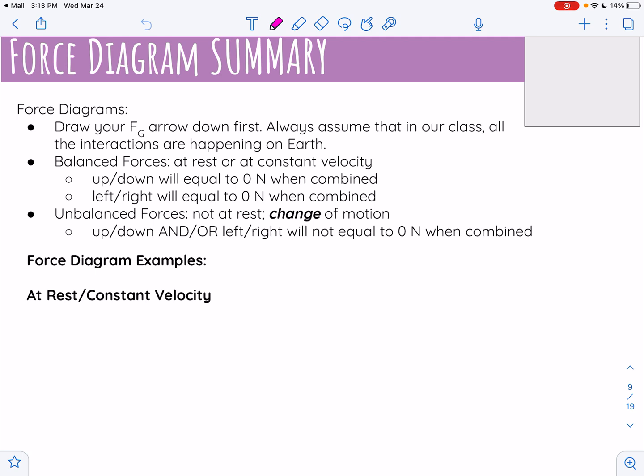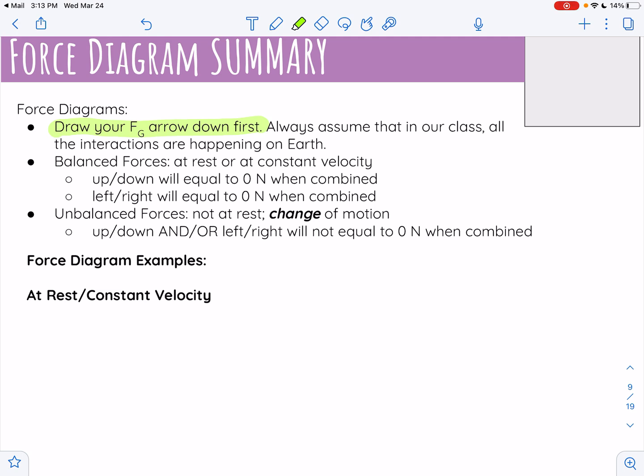Once you have your interaction diagram, I suggest that you draw your F_G arrow first, pointing down, because that's the force of gravity with the Earth, and that's always going to be there for every single object. It's always going to point down. So that's an easy one to start with.